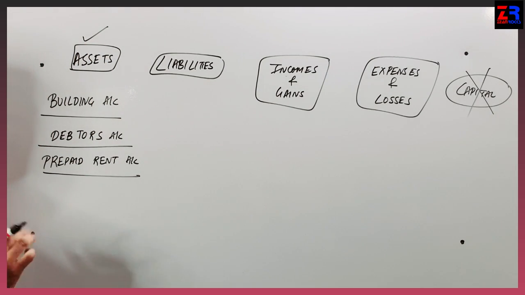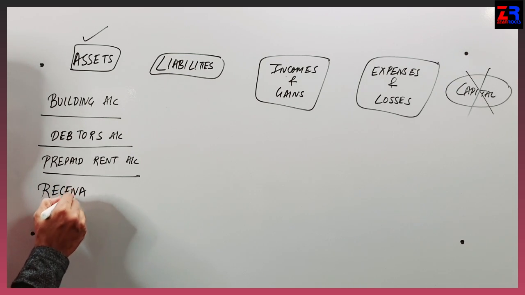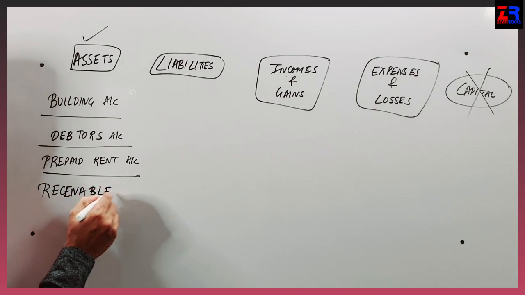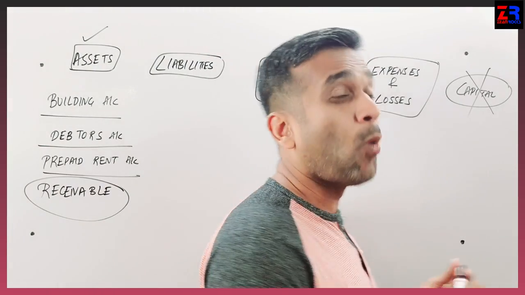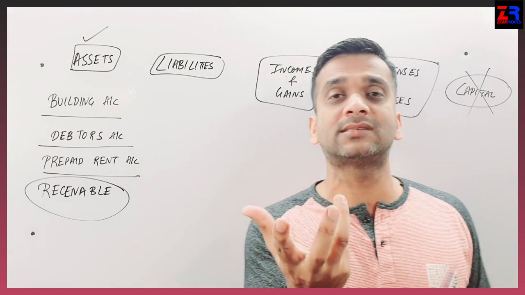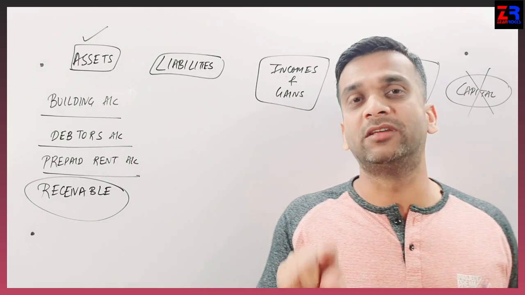Is it understood? Any receivable is an asset. What do you receive from an asset? You receive money or you receive benefit.